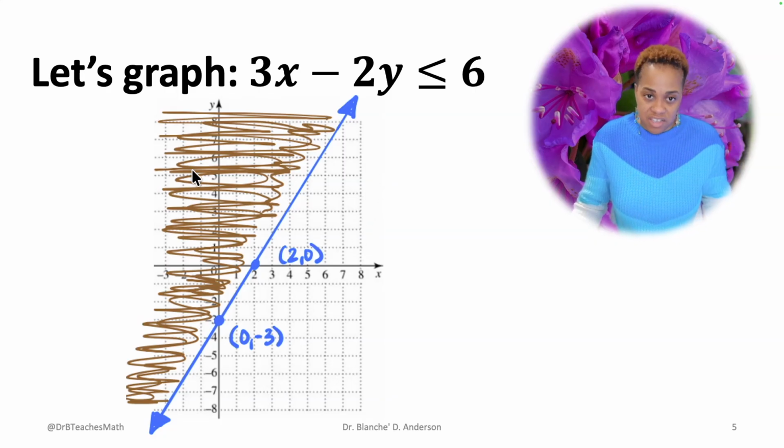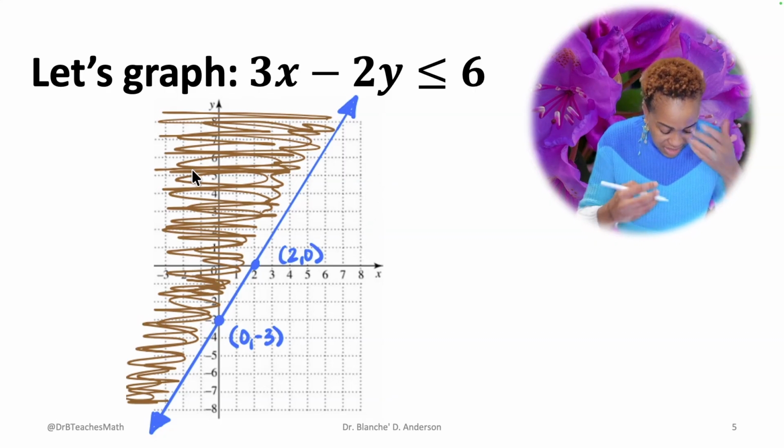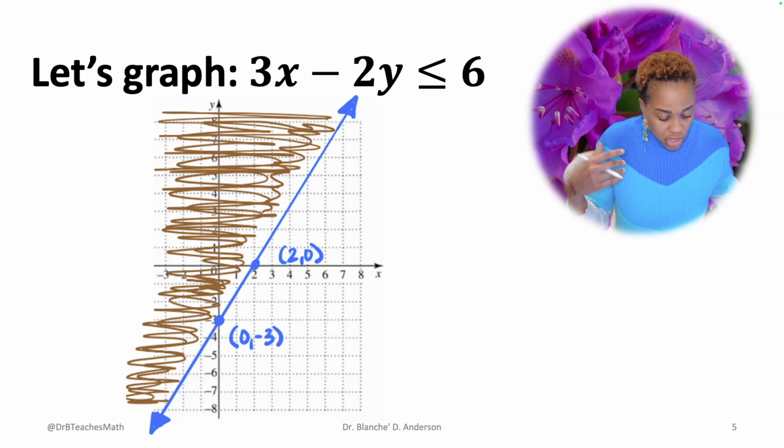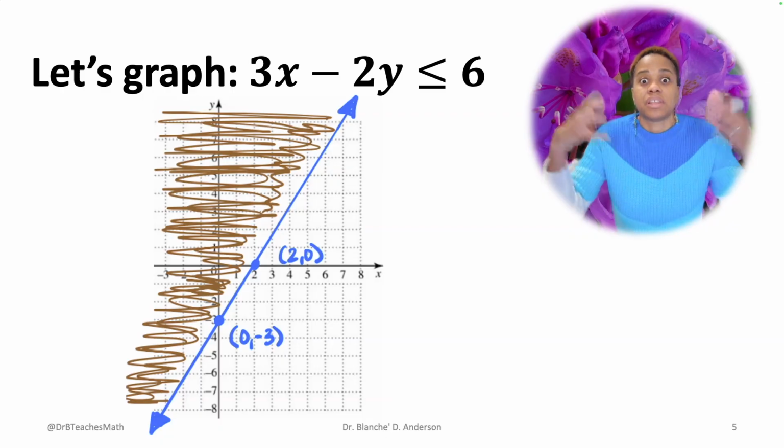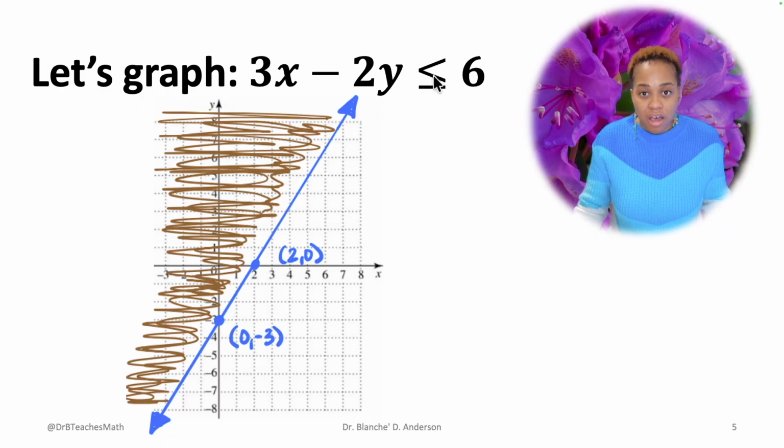And that's what we call test points. But we'll get into that so you can see that. So just know that when you're working with a system of linear inequalities, you can have infinitely many solutions because of this inequality sign. Okay?